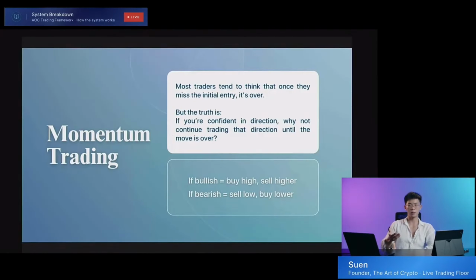Now, the second one is going to be momentum trading. And this is the part where I think a lot of traders struggle, because the entire concept of momentum trading is that if you think the market's going higher, instead of waiting for the perfect entry or buying the dip, you just buy high and sell higher. The opposite is true. If you think the market's going to go lower, instead of waiting for the perfect retracement into some key level, you sell low and then buy back lower. That is the entire concept of momentum trading.